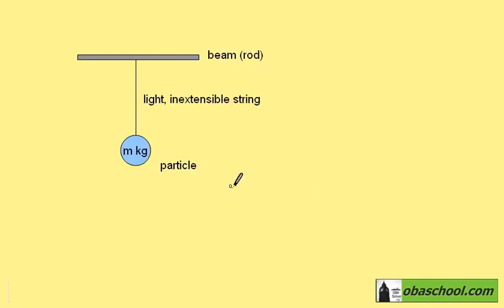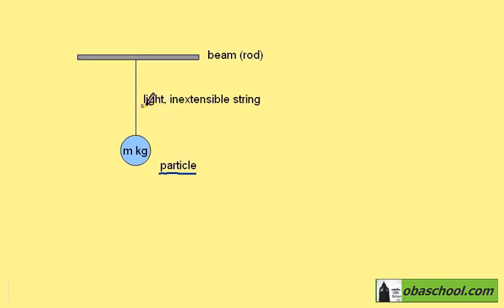Here we have a situation where we have an object suspended by something that might be a cable from a beam. We know that we model the object as a particle, and we know that particles have all of their mass concentrated at a single point.